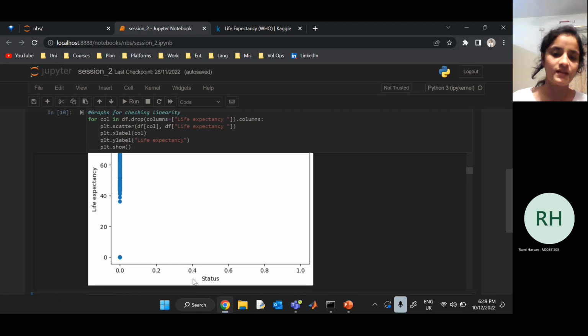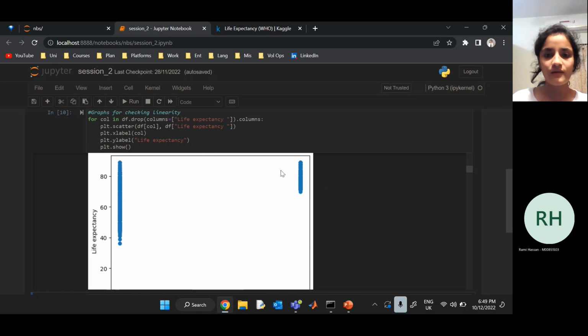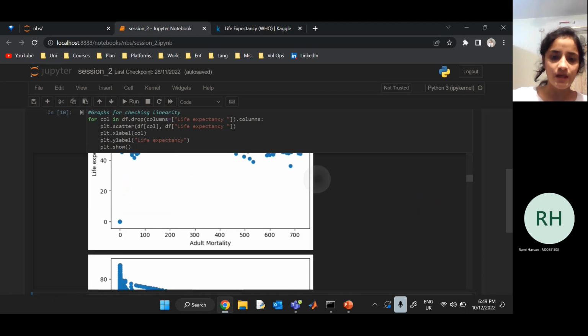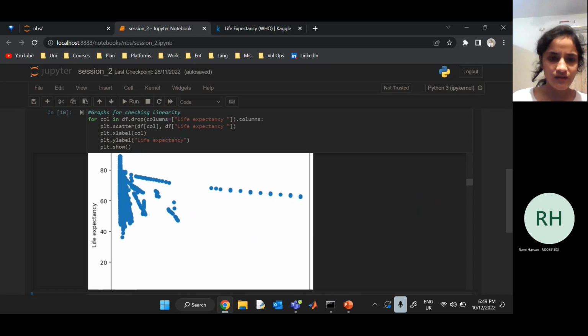Okay, life expectancy with status, either developing or developed. As we can see, all the developed countries have a higher life expectancy, while some of the developing ones are really low. Next, we have adult mortality. Clearly, we have a linear relation over here, but it's a negative slope, obviously, because it's adult mortality. Here also we can see a slightly negative slope. It's a little scattered and crowded, but for a few points we can see it has a shape.